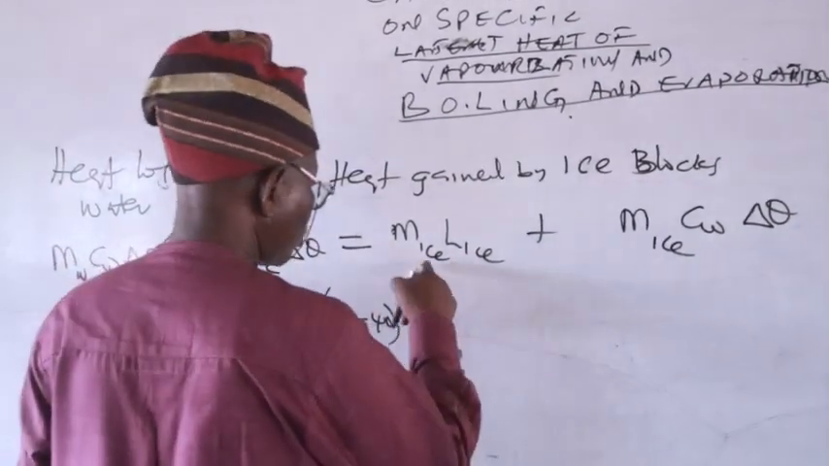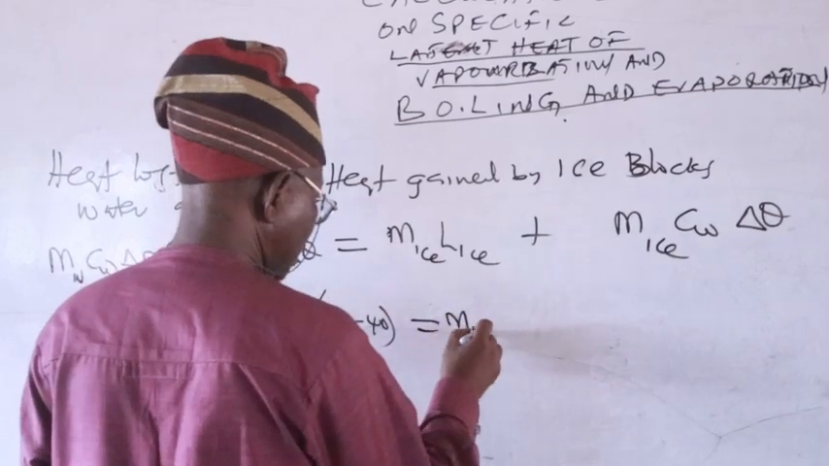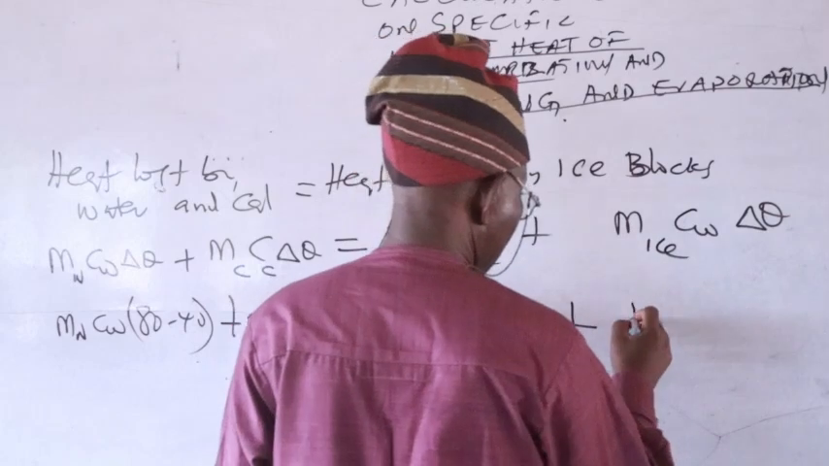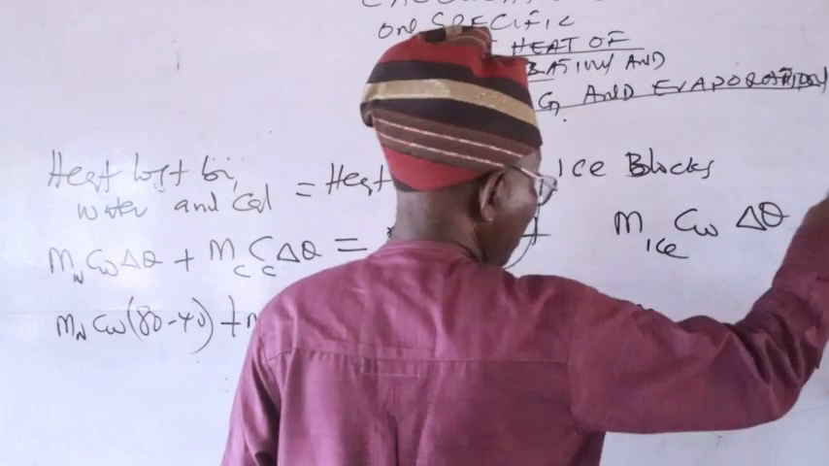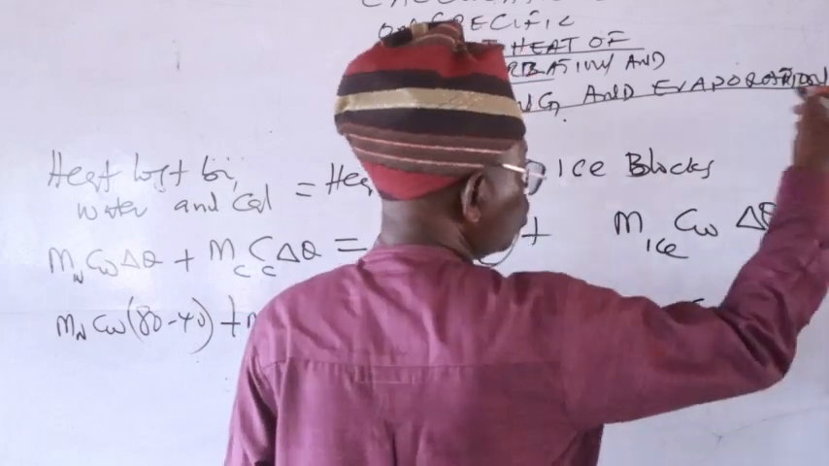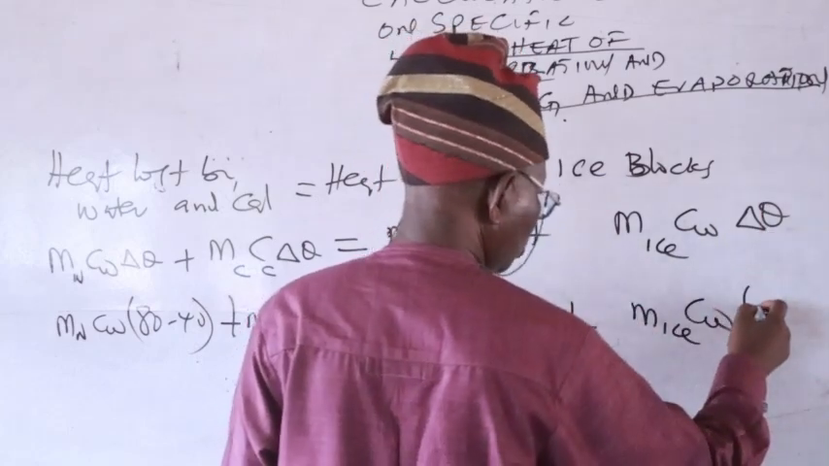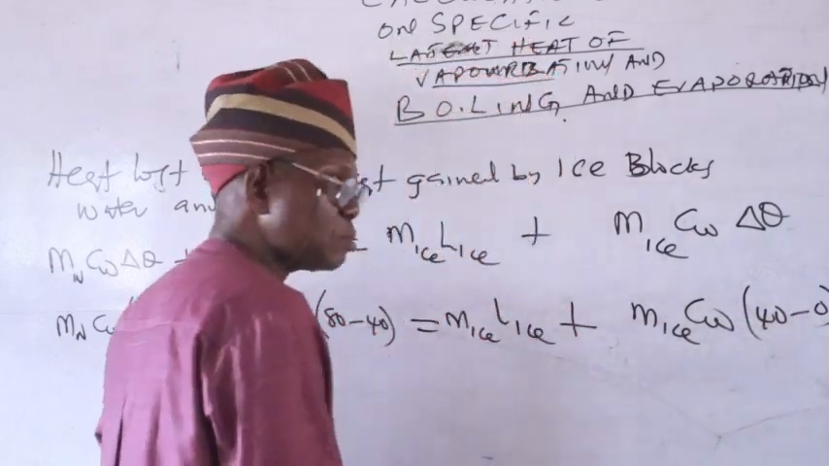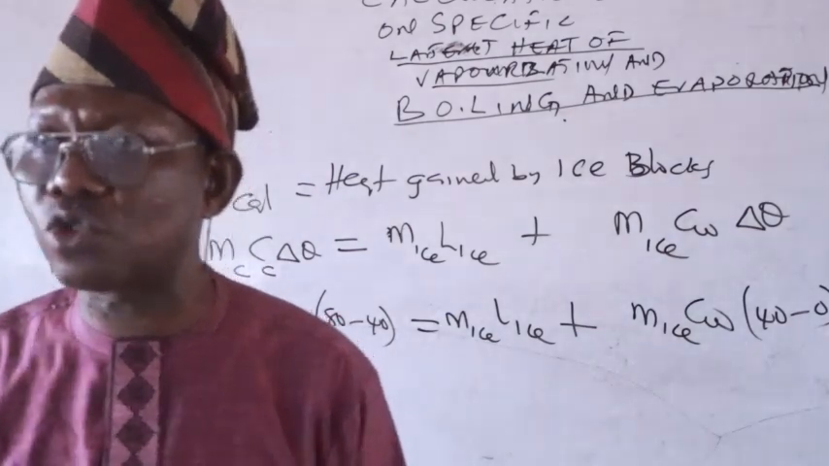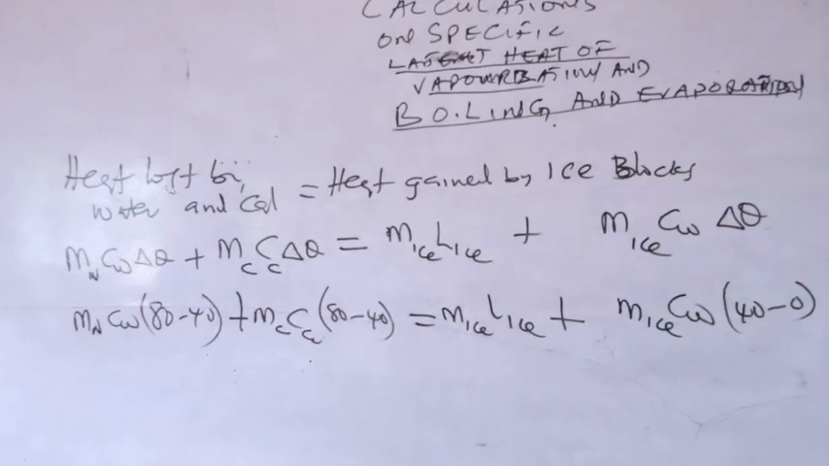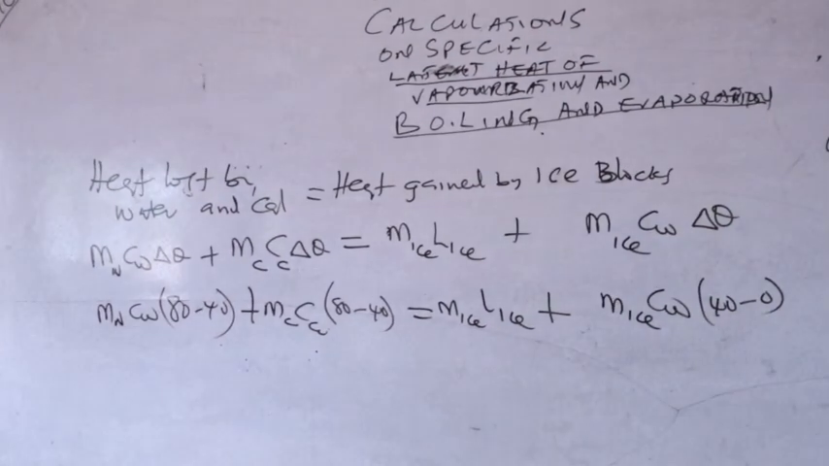And of course, we know mass of ice, latent heat of ice, and the change in temperature here: the second water inside the calorimeter will now be raised from 0 to mixture temperature, because mixture temperature is 40, this will be 40 minus 0. So whatever the question wants you to calculate, the other parameters will be supplied, only one will be unknown, and that is the one the examiner will ask you to calculate.